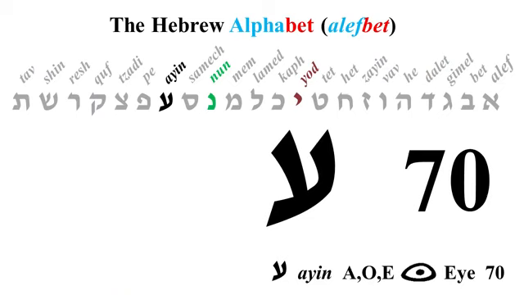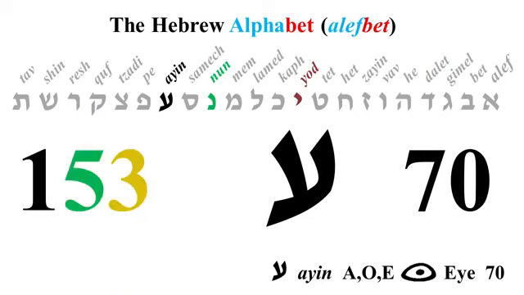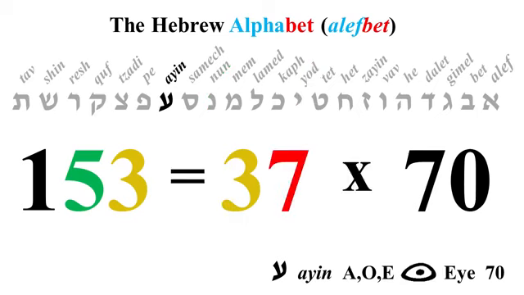Is there a tie-in with Yeshua and Jesus or Yahweh or anything spiritual? Well, as we said, ayin is 70, and we have 153. How does 153 tie in with 70? Well, it's kind of obvious. 153 equals 37 times 70. I was a math teacher. I can confirm this.